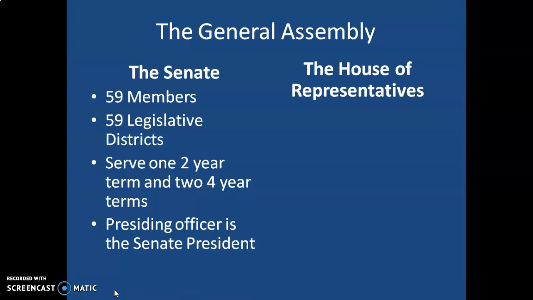The presiding officer of the Senate is called the Senate President, and we'll get into who that is, but he is the most powerful of the senators. He's their leader. And now let's go over to the House of Representatives.